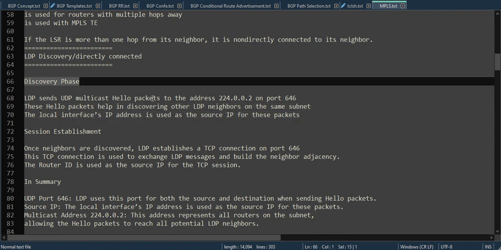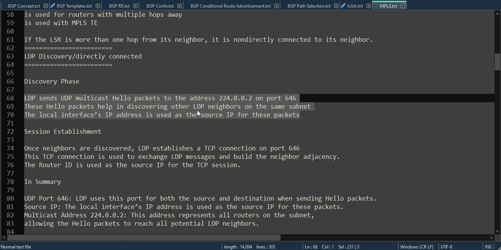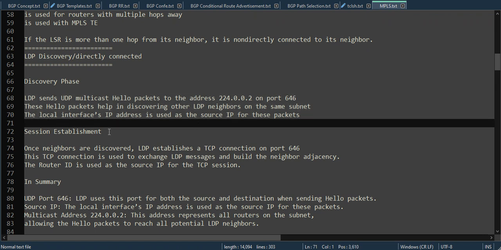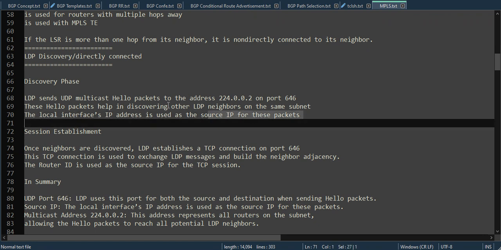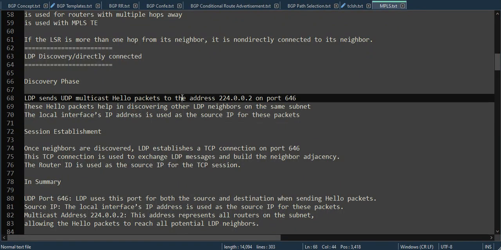In LDP discovery, these three things will happen. The local interface IP address is used as the source IP, and these hello packets help in discovering other LDP neighbors on the same subnet, and it sends UDP multicast hello packets to this address, all routers on the same subnet address.